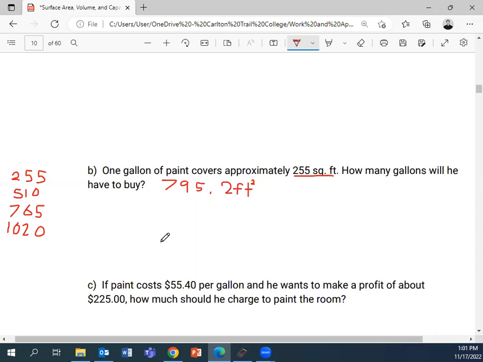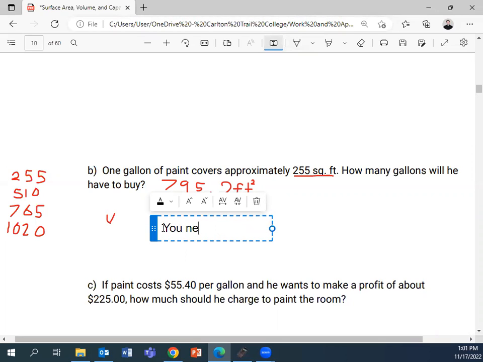Yeah, you won't cover everything. You won't have enough, right? So you need to buy 4 gallons. How many gallons of paint will I need to buy? I can really just type it. You need to buy 4 gallons of paint, right? This would be an acceptable answer as long as you have the math there. You can't just say you need to buy 4. I need to see some reason in there. You could work this answer on your calculator, but I needed to see some workings. This is workings. Or if you did 795 minus 255, that's workings.